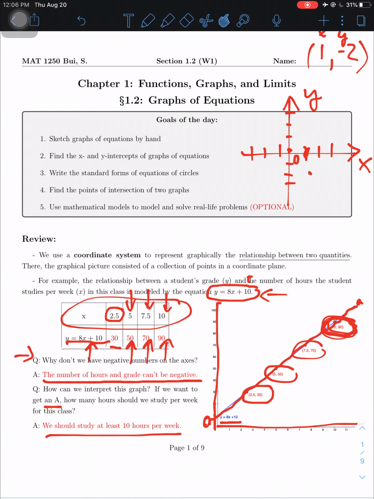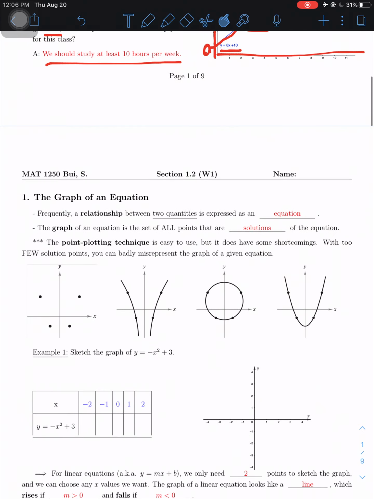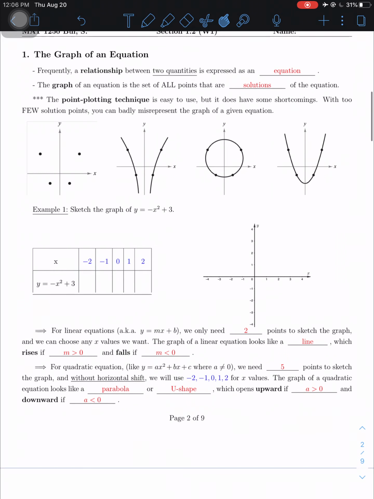And now let's move on to the first objective of the day, the graph of an equation.